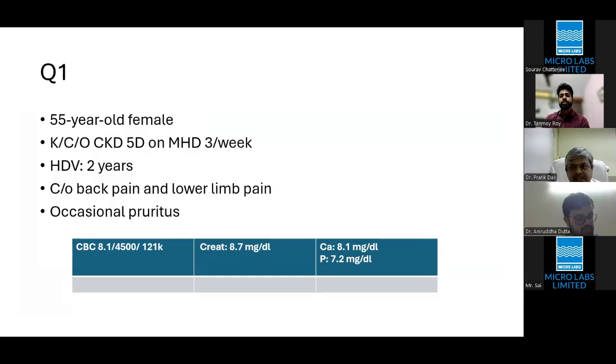Yes. A 55-year-old female, known case of CKD, on dialysis thrice per week. Dialysis vintage is 2 years, complaining of back pain and lower limb pain, occasional pruritus. In CBC, hemoglobin is 8.1, total count 4,500, platelets are 121,000, creatinine is 8.7, calcium is 8.1, and phosphorus is 7.2.